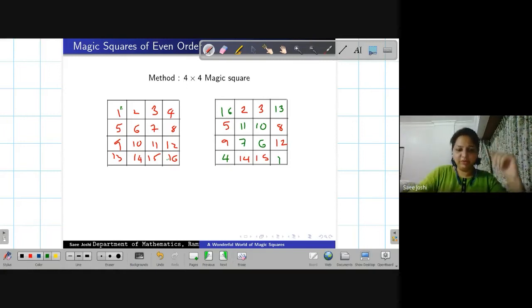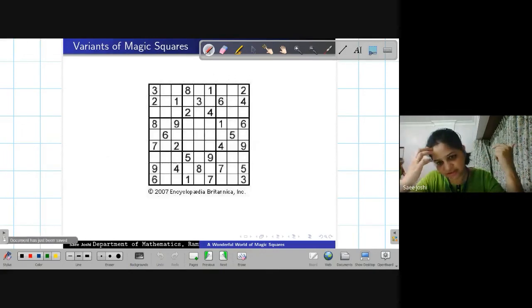Okay. Now that we have discussed some techniques for generating 3 by 3, 4 by 4, 5 by 5 magic squares, we'll look at some variants that you may have come across earlier. Okay, so do you all know what this is?